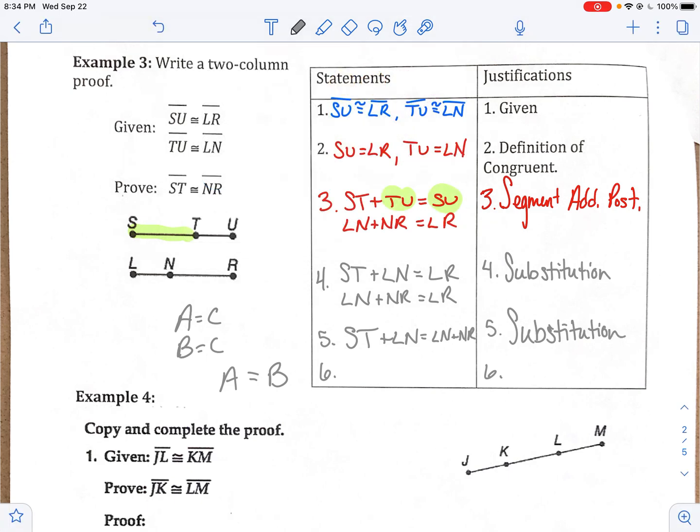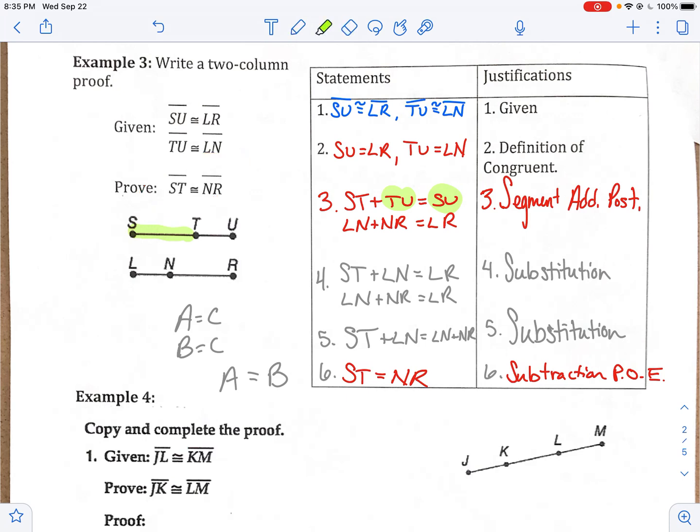And now, what was I hoping to get? Let me check back in. I want to prove that ST and NR are equal. Can I simplify this equation? Is there anything that I could take away from both sides? Well, I could always take away LN from both sides to get ST equals NR if I subtracted off LN from both sides by my subtraction property of equality.